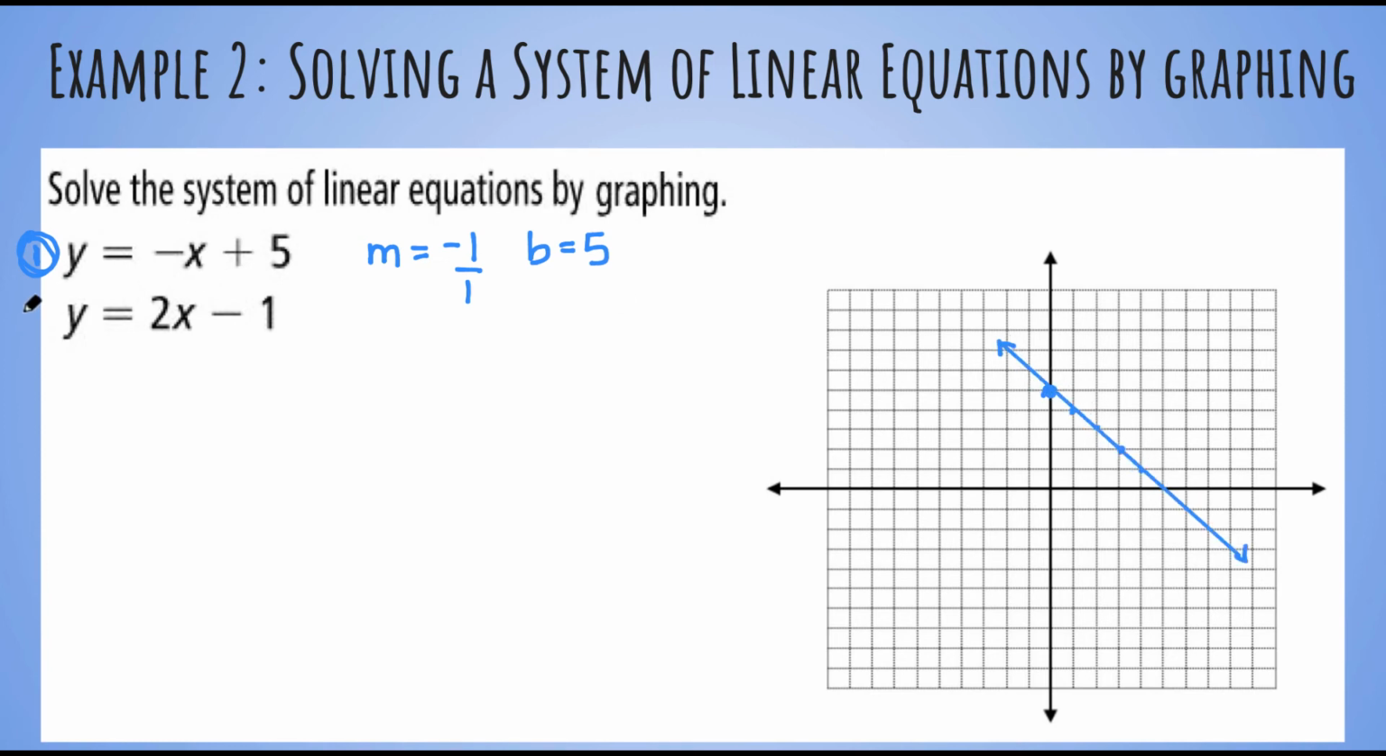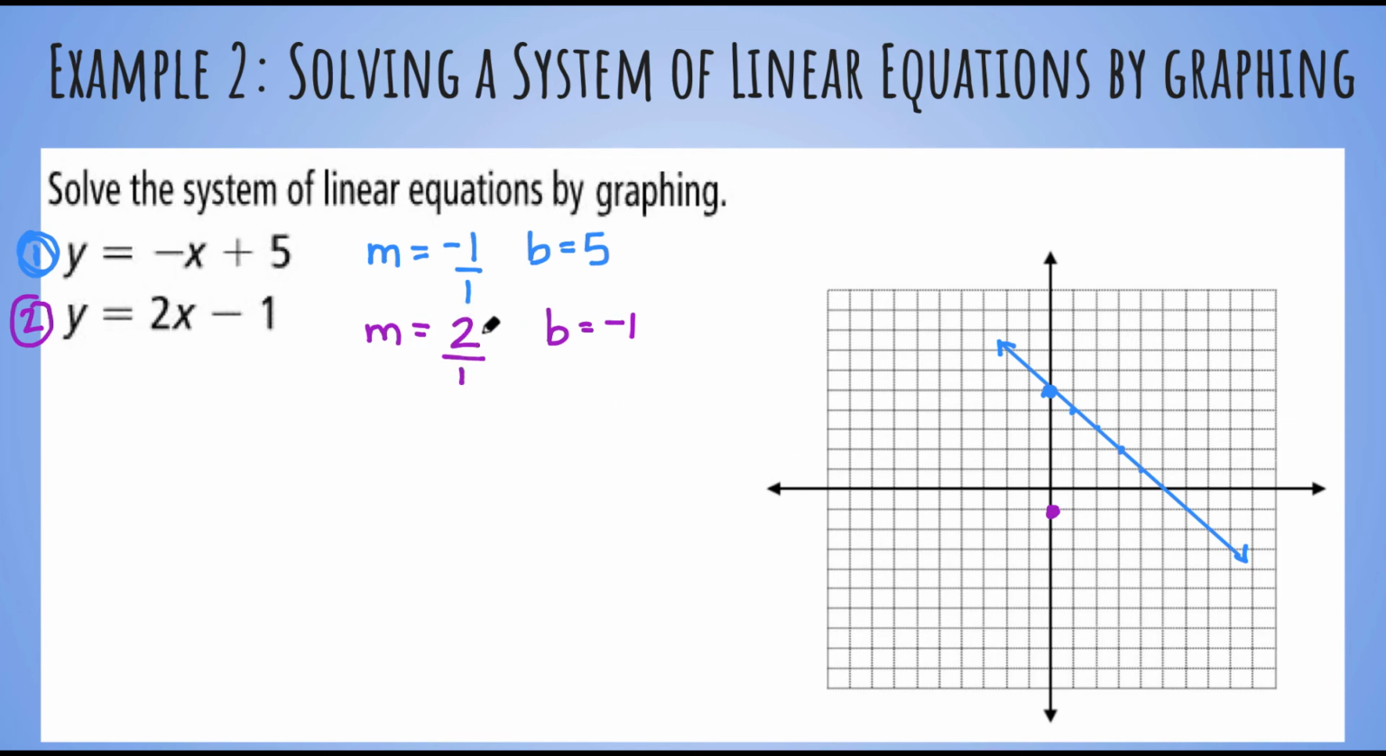Our second line, same process. In order to graph this line, we're going to look at the slope and the intercept. If it wasn't in slope-intercept form, we're going to put it into slope-intercept form. So hopefully you said the slope is 2 and the intercept is -1. So the slope is going to be 2 over 1. Our intercept is here at -1, so 0, -1.